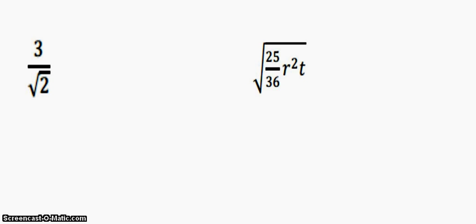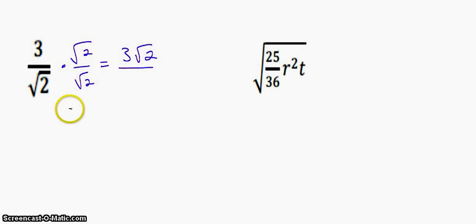So in this case, I see I just have a square root of 2 in my denominator, so I'm going to multiply by square root of 2 over square root of 2. So I've got 3 square root of 2 over square root of 2 times square root of 2 is square root of 4, which is just 2. That doesn't simplify, so that's my final answer for that one.